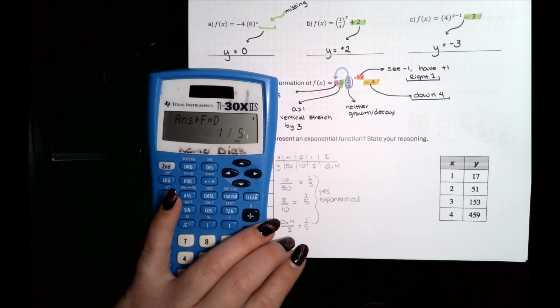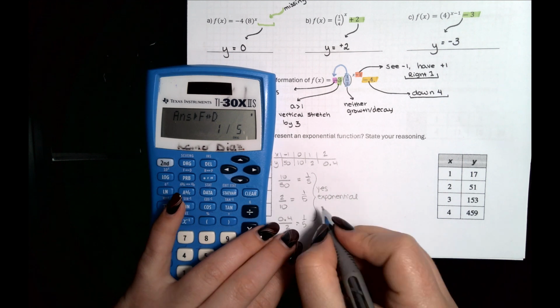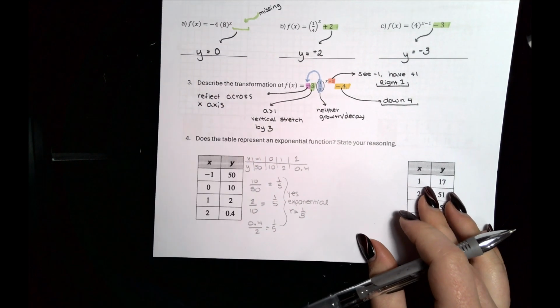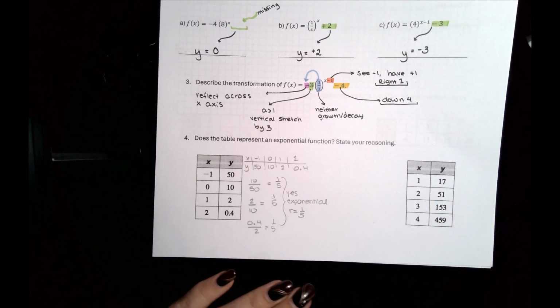Now we have to state our reasoning, yes, exponential. How do we know? Because our common ratio is 1/5. You don't have to write the word common ratio, you can just write R equals, that is enough.